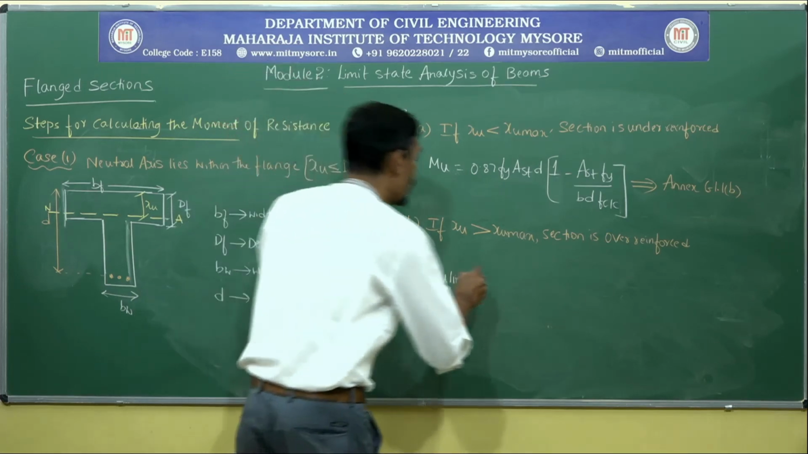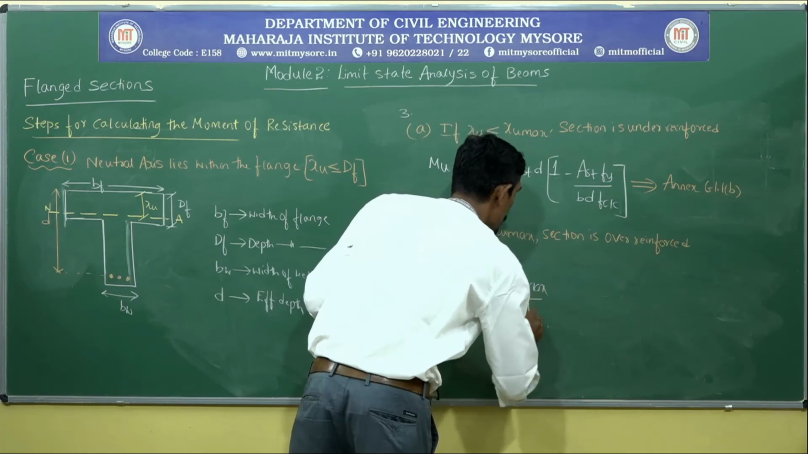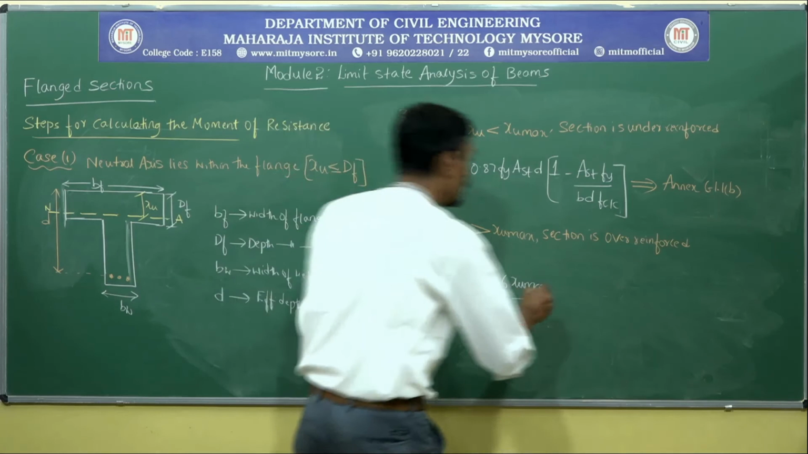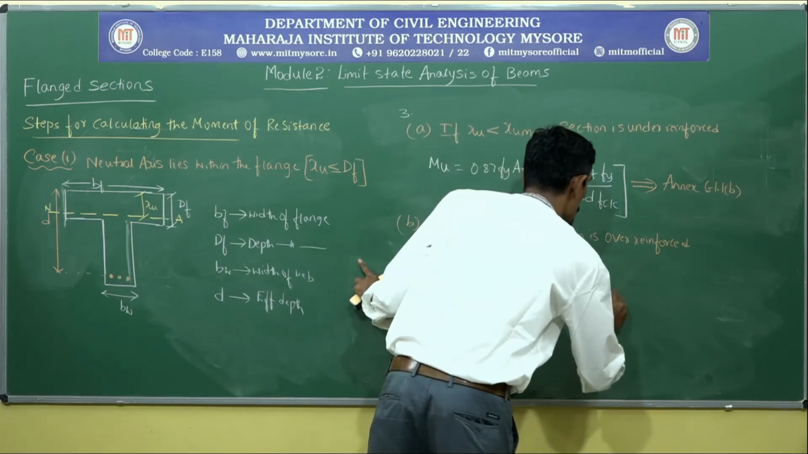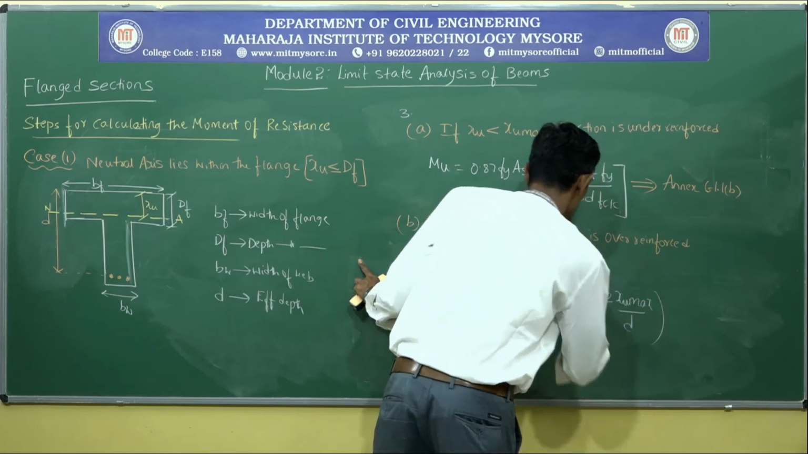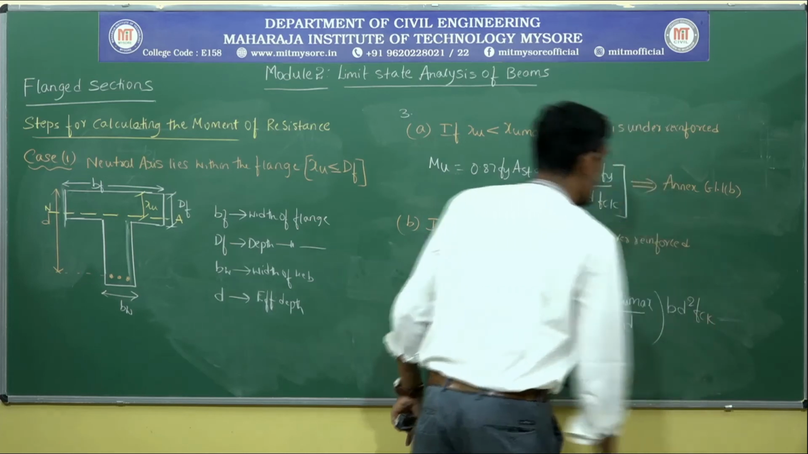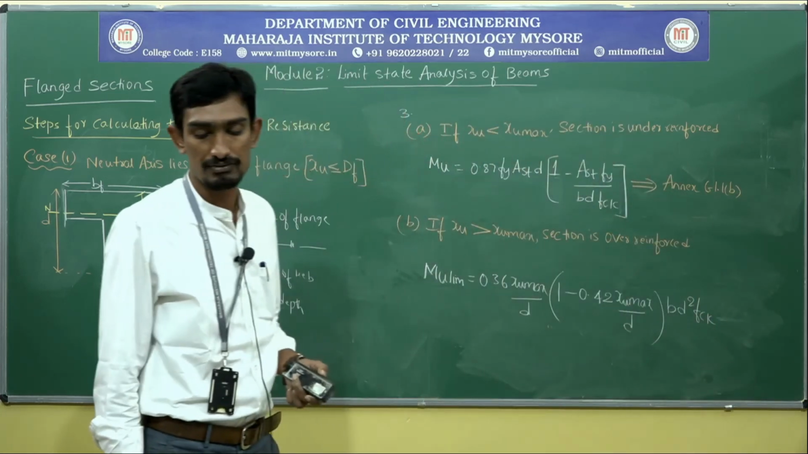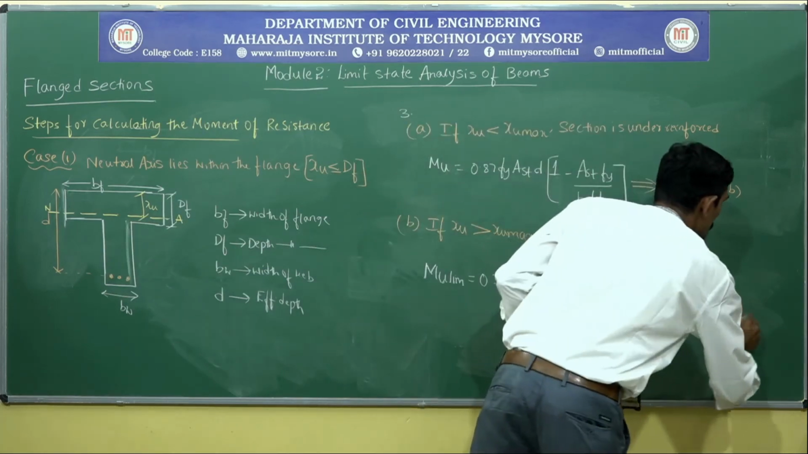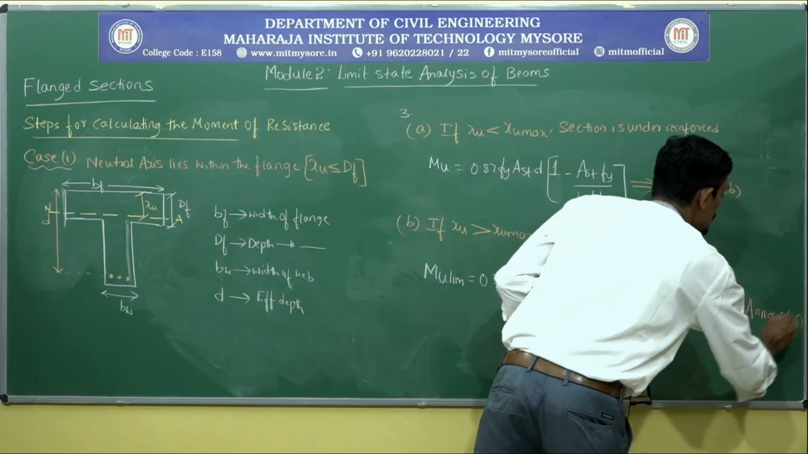That is MU lim equal to 0.36 XU max by D into 1 minus 0.42 XU max by D into BD square FCK. So this is the formula you are going to use, and this will be there in Annex G 1.1c.